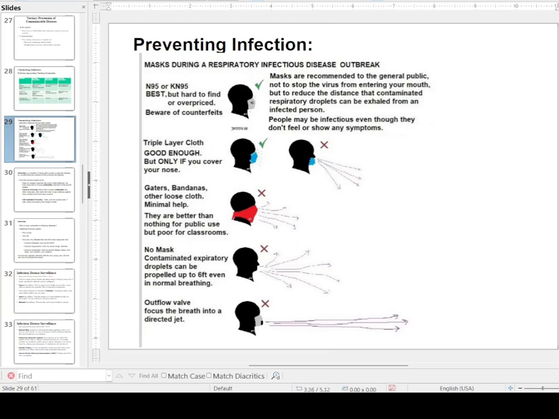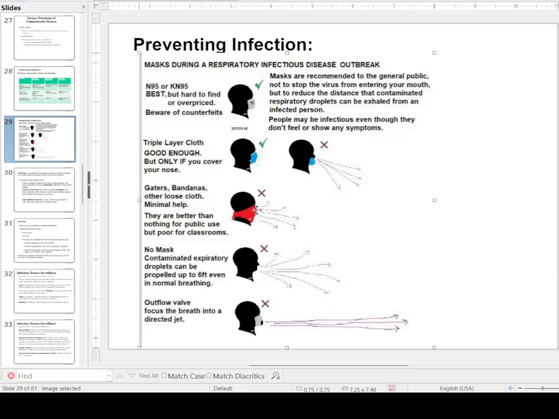So a bandana, can you see my mouse? Yeah, the bandana here, or any t-shirt or anything else that people who were very creative at the time invented, was good enough. It kept in more respiratory droplets, preventing them from spreading out.